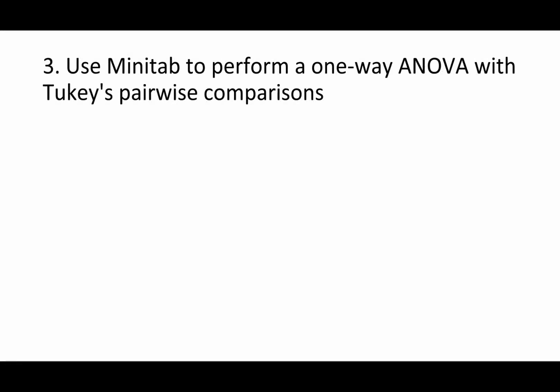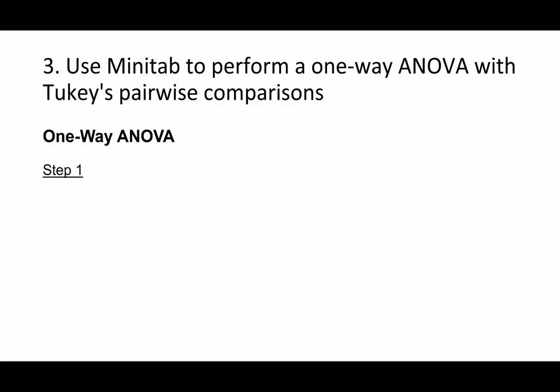Our third learning objective is to use Minitab to perform a one-way ANOVA with Tukey's pairwise comparisons. Before we go back to Minitab Express, I want to run through the 5-step hypothesis testing procedure for an ANOVA, and I want to introduce you to Tukey's pairwise comparisons so that you can see what the software is going to be computing for you. We'll start with a one-way ANOVA. Step 1 is to write hypotheses and check assumptions.